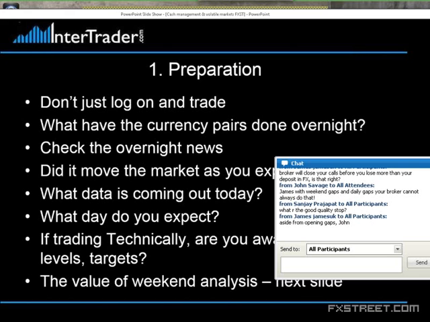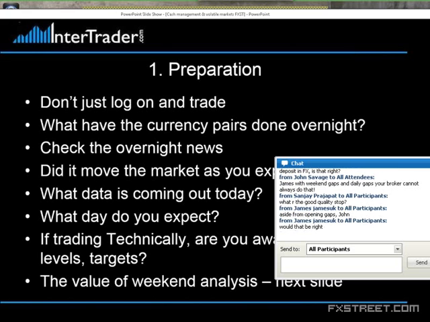What do you expect to happen today? What does the day's trading have in store? Have you got any understanding of what could happen? If trading technically, are you aware of the technical levels and the targets? Again, we're making new highs on the Dow. What's going to happen when we hit 16,000, or the S&P at 1,800? What's going to happen around these key round numbers?